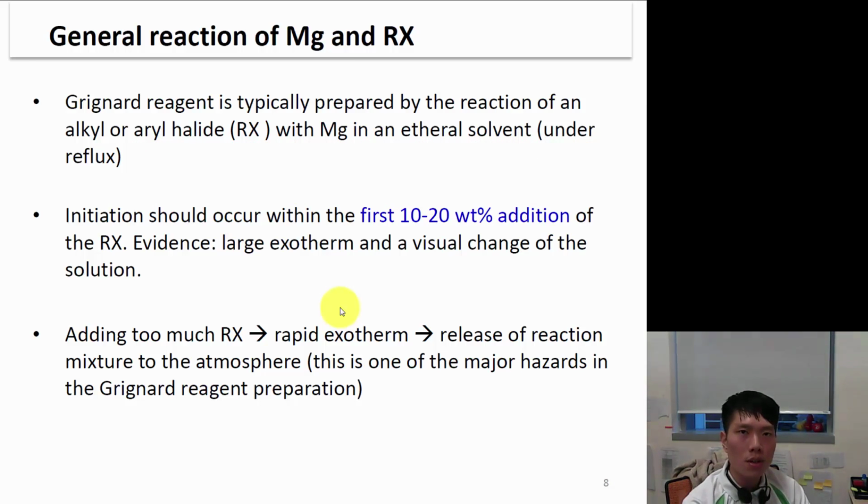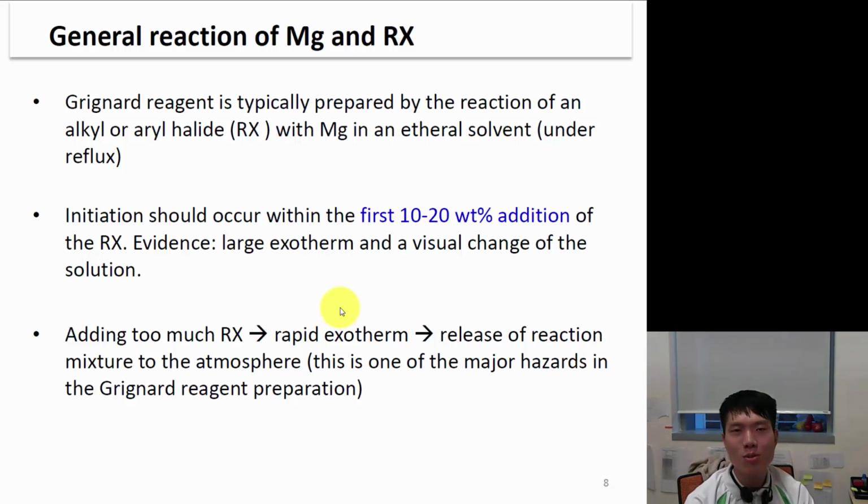And for all these Grignard reactions, you can see that the initiation will occur within the first 10-20% by weight addition of the alkyl halide. And since we know the reaction is very exothermic, you can see that it is really starting, it is beginning.